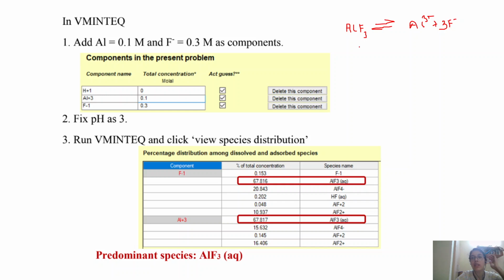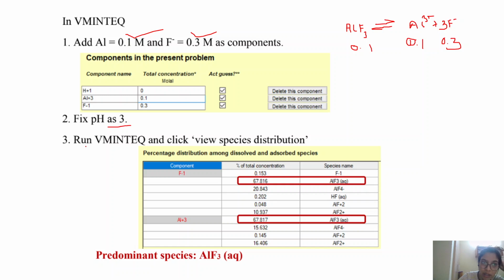So that is why this was 0.1 molar, right? So this will also be 0.1 because the coefficient is 1, and here this will be 0.3. So this is what we are writing here. Aluminium will be 0.1 and this will be 0.3. Okay, so then we will fix the pH as 3, because we have to check three different pH values.